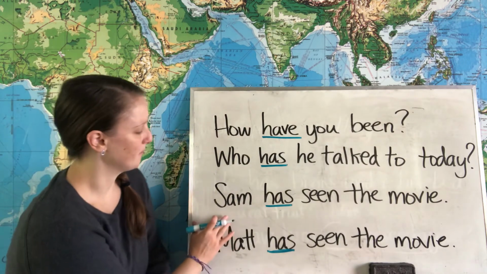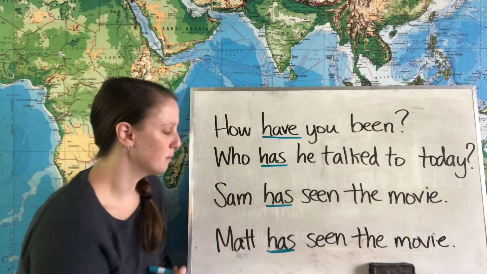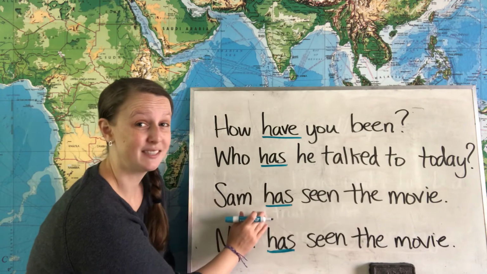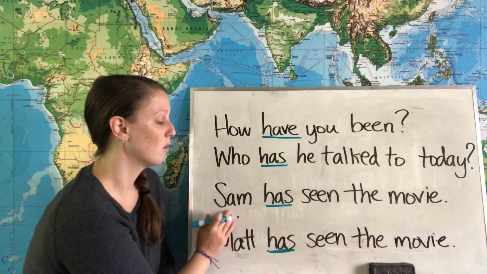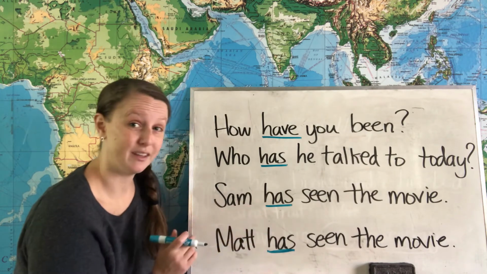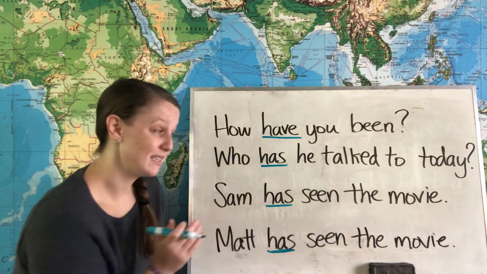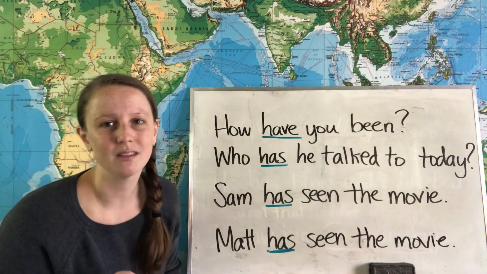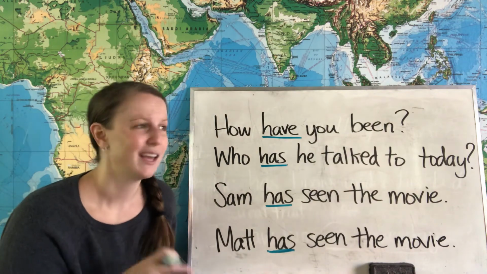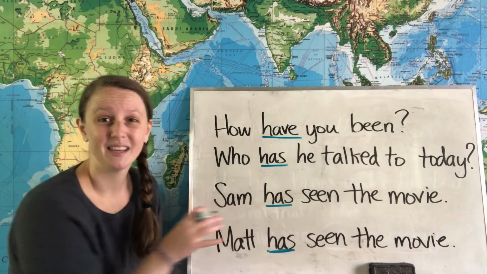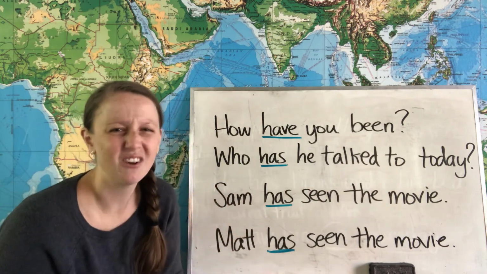Here's our next one. Sam has seen the movie. We would shorten this to Sam's seen the movie, or Sam has seen the movie. So again, Sam's seen the movie. Sam's sounds a lot like Sam is. It makes the same sound, Sam has and Sam is. When we talk quickly, they sound almost the same.